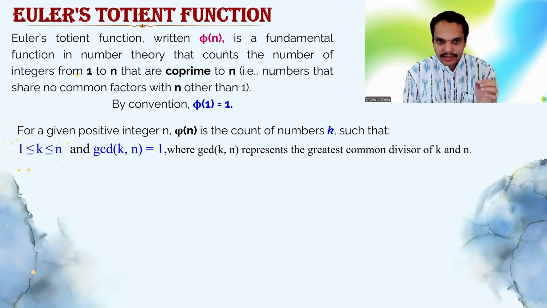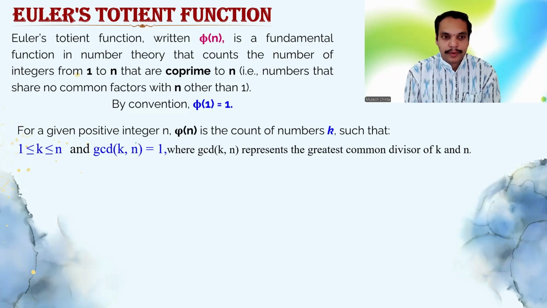Now, if you want to understand how you calculate this and what it actually means, I have brought some examples for you. For a given positive integer n, psi of n is the count of numbers k such that 1 is less than or equal to k, which is less than or equal to n, and GCD of k comma n is equal to 1.